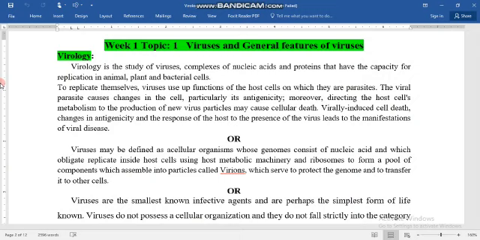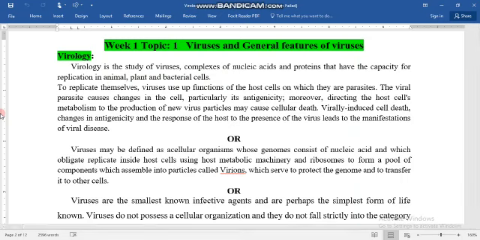We can define them as acellular living organisms whose genomes consist of nucleic acids, and these viruses are obligate parasites and mainly live in the body of animals, plants and bacterial cells. Obligate parasites means the viruses do not have the ability to live without a host. For example, viruses cannot live without the body of an animal, plants or bacterial cells.